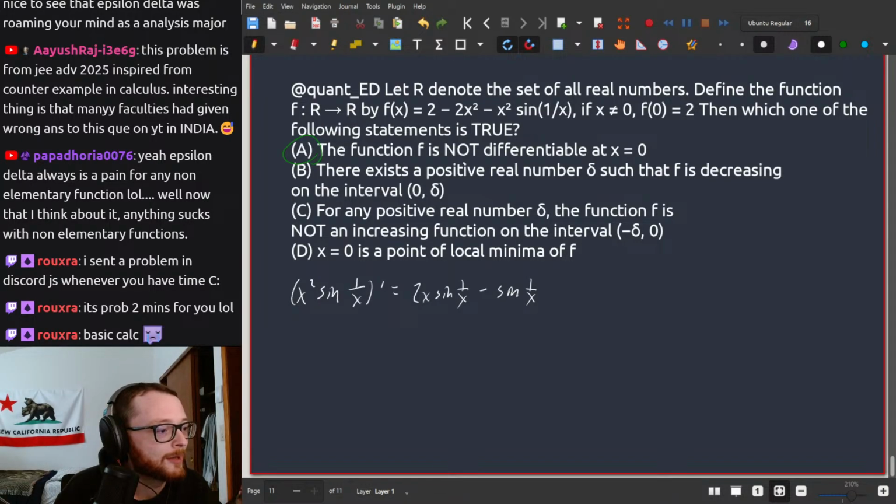Oh, really? Ayush? That's interesting. If it is JEE Advanced, this is one I can actually do, I think. Usually I can't. Some of those are always a pain. Yeah. For me, epsilon delta sucks for any function.